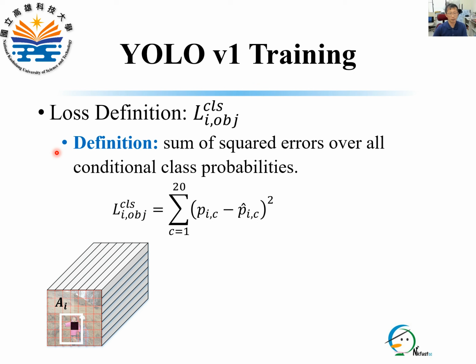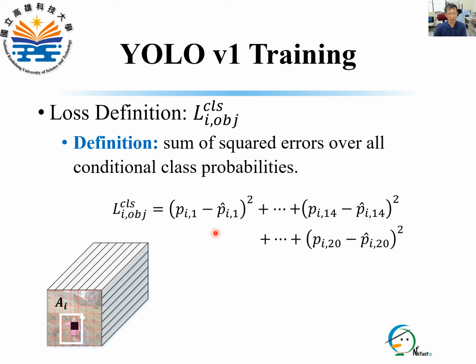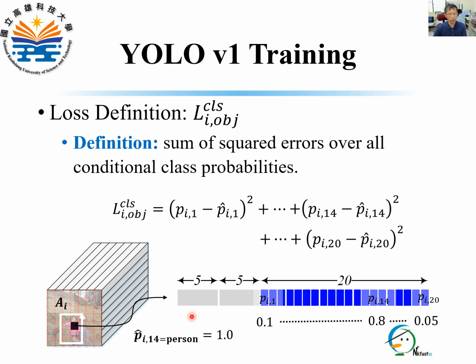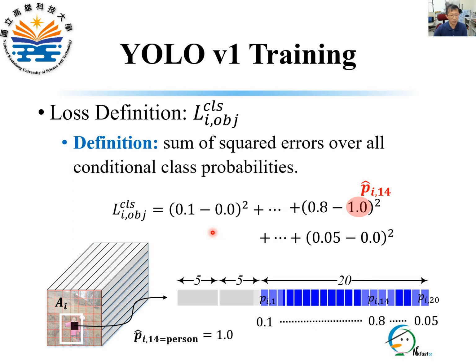As for class loss, it is defined as the sum of squared errors over all 20 conditional class probabilities, P1, P2 to P20. This equation shows the definition of class loss and can be expanded to this equation. According to one-hot encoding, this anchor encodes the person object by only setting P14 to 1.0. For the predicted conditional class probabilities as these values, the class loss can be computed as this equation.